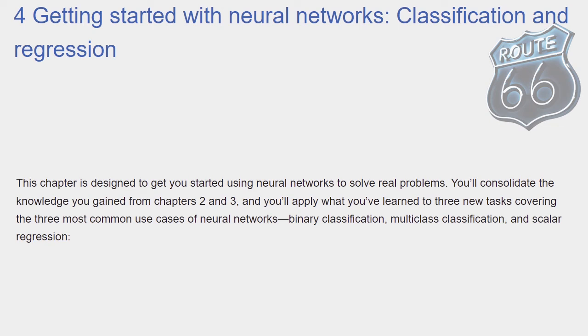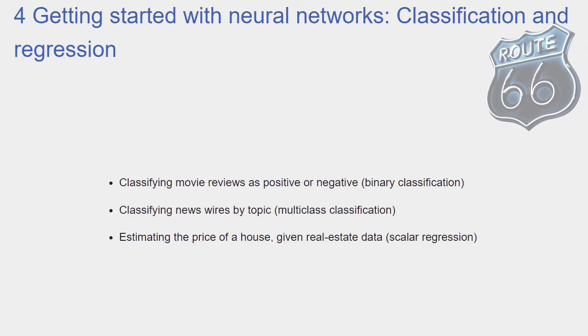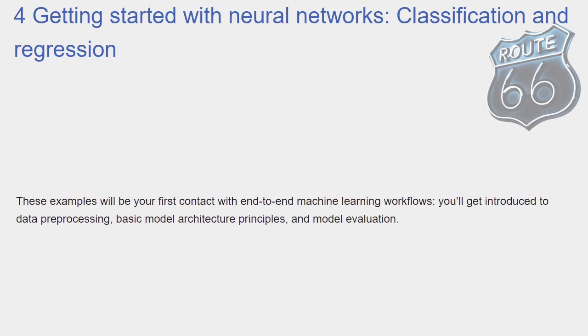You'll consolidate the knowledge you gained from chapters 2 and 3, and you'll apply what you've learned to 3 new tasks covering the 3 most common use cases of neural networks: binary classification, multi-class classification, and scalar regression. Classifying movie reviews as positive or negative, binary classification. Classifying newswires by topic, multi-class classification. Estimating the price of a house, given real estate data, scalar regression.